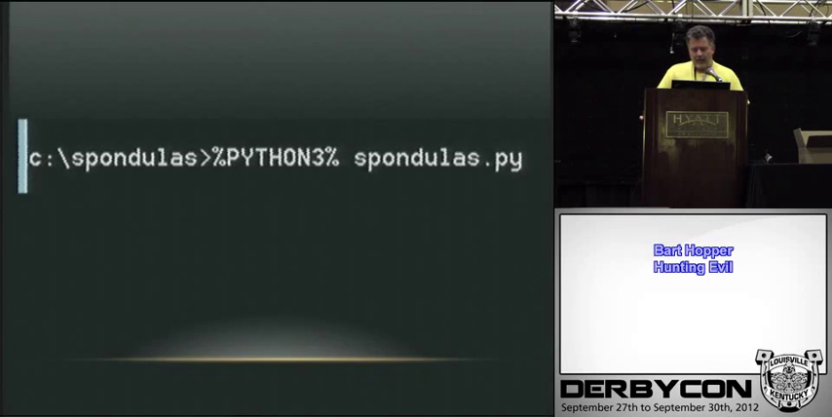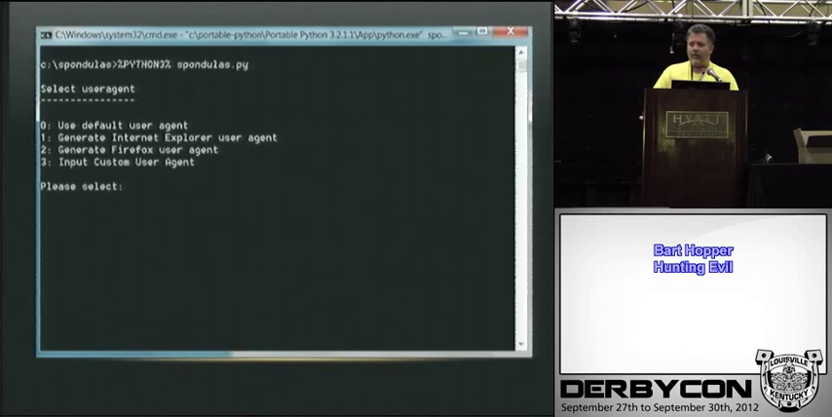So the first mode is just calling the program by itself, and when you do, it'll pop up a menu that lets you select your user agent. You can take the default user agent, which is currently Windows XP Service Pack 3 with Internet Explorer 6. That may change in the future. Or you can generate an IE agent or a Firefox agent. Or you can put in your own custom string.